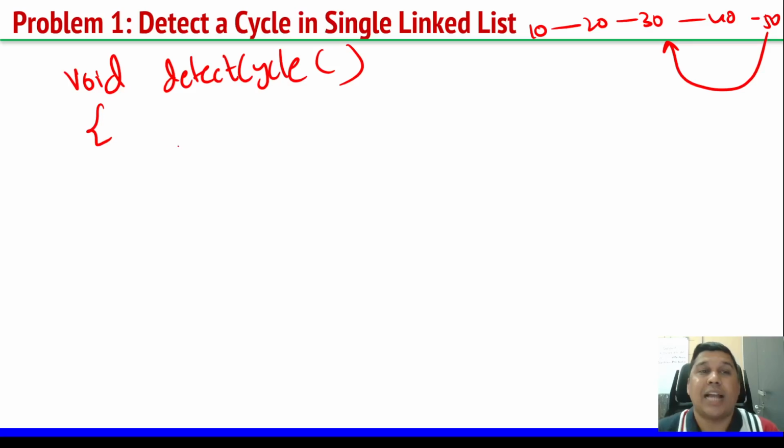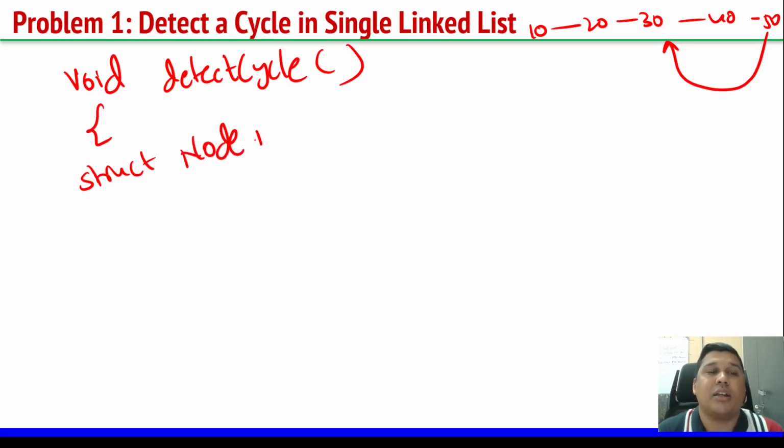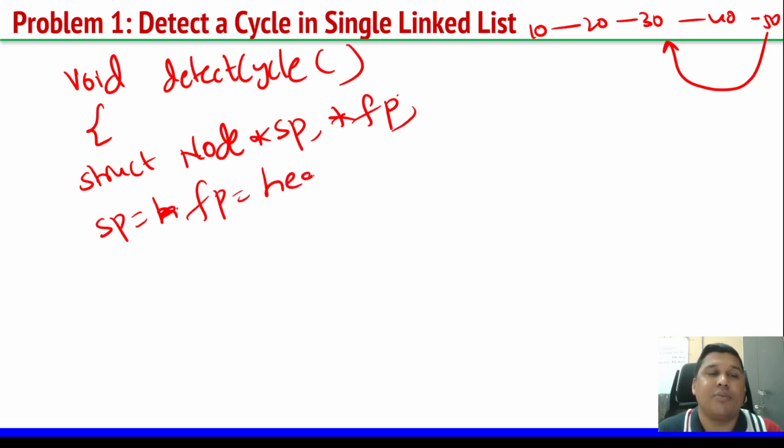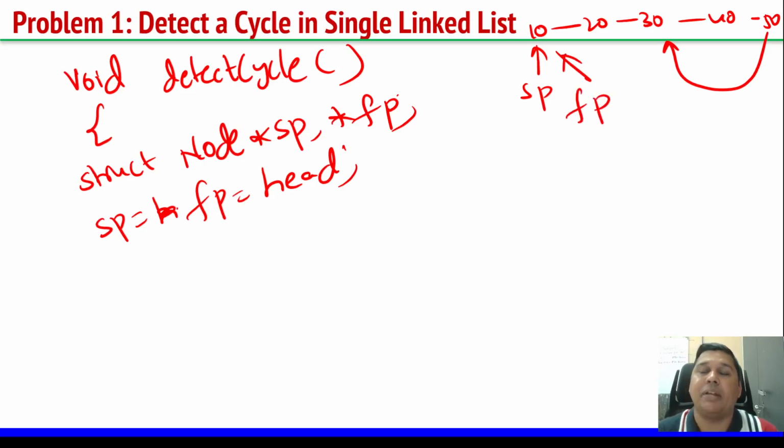What should I do? I should take 2 pointers. So struct node star, one is SP and the other is FP. Let both SP equal head, FP equal head. It means both are pointing to the head node. Here is your SP and here is your FP.